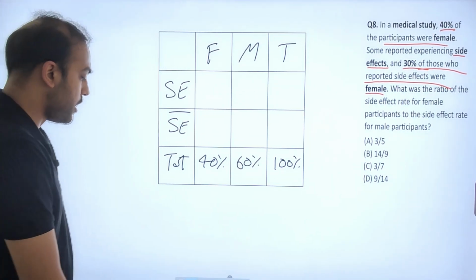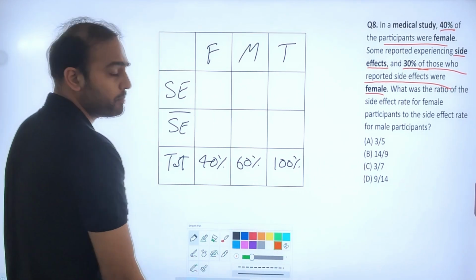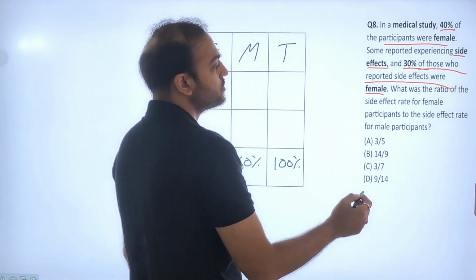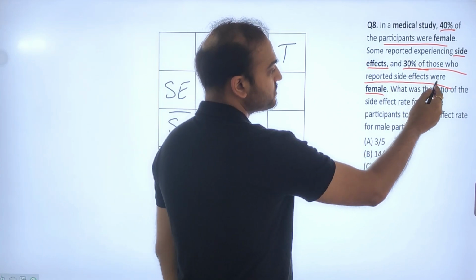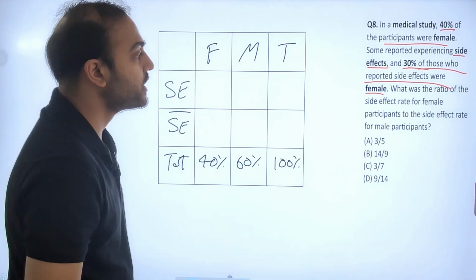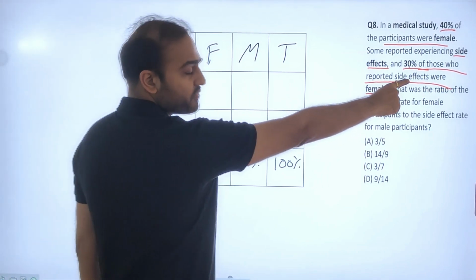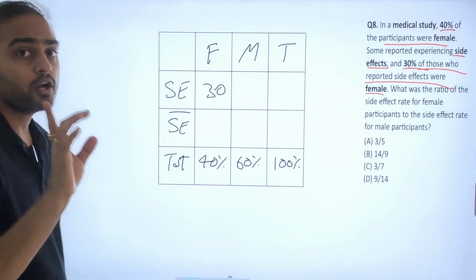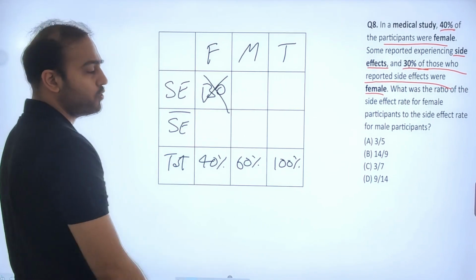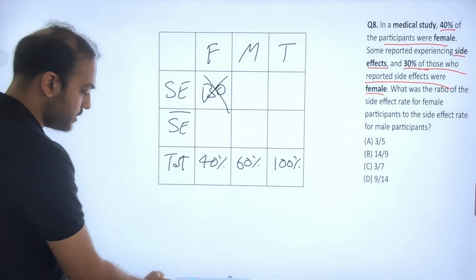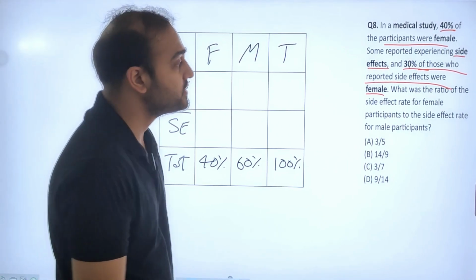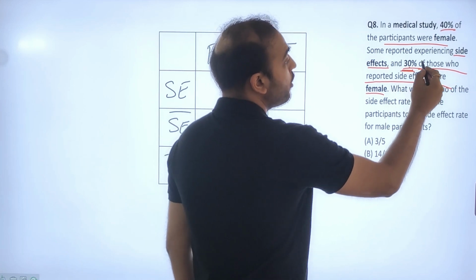Okay. Now, reading this line is important. It says 30% of those who reported side effects were female. So don't rush and say, oh, reported side effects is given, female is given, so 30 will come here. Do not rush and do that. Try and read and understand the statement. The statement says 30% of.